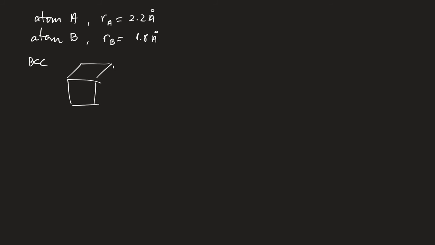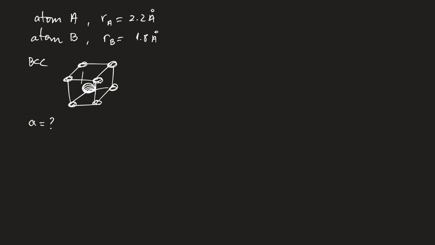Good. Let's have a look into another example. Suppose a material is composed of 2 types of atoms. Let's say atom A and atom B, where atom A has a radius Ra of 2.2 angstroms and Rb 1.8 angstroms. Also, let's assume that this material crystallizes in a BCC structure. To recall, the BCC structure is simply a simple cubic structure. And one might ask, what is the lattice constant of the unit cell of this material?